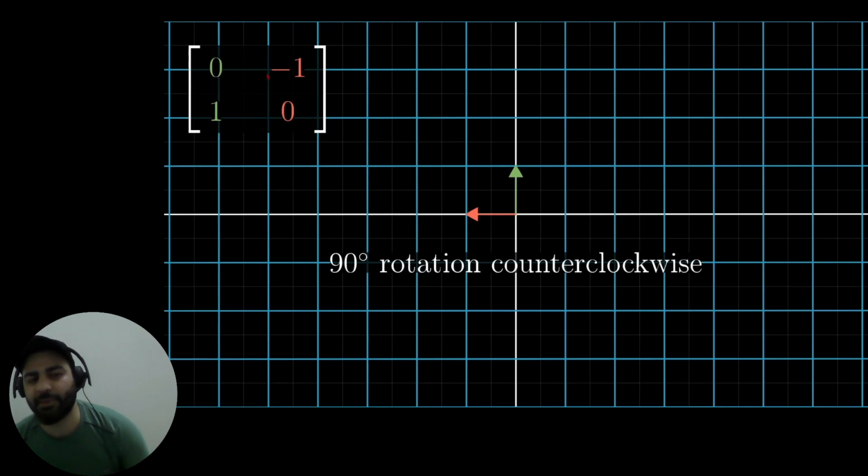So now we have this matrix, which we'll call a rotation matrix. So this is our rotation matrix. If you want to rotate any vector by 90 degrees counterclockwise, you'll just apply this matrix onto that.